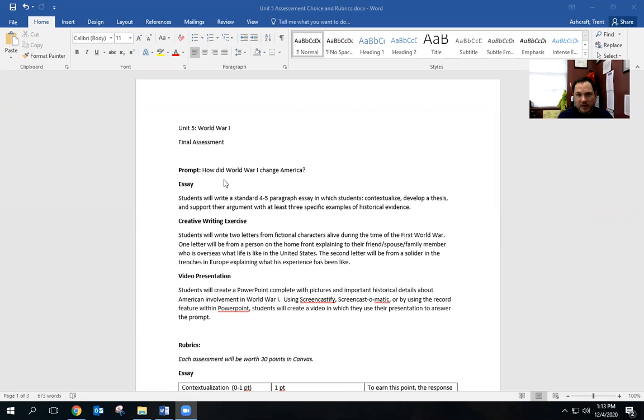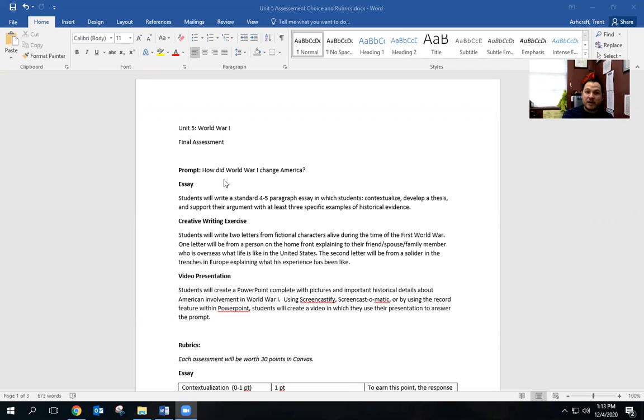Let's take a look at the essay. If you choose to write an essay, students will write a 4 to 5 paragraph essay in which they contextualize, develop a thesis, and support their argument with at least 3 examples of relevant historical evidence. We're going to take a look in a moment in more detail about what that means.